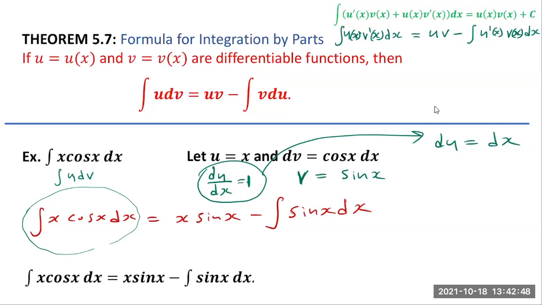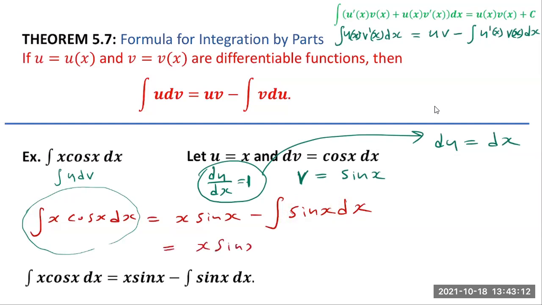Now, as you can see, this integral is easier to calculate than this one. Here we had a product, and we had no clue. But here, when you apply the integration by parts formula, now we have only one integral. This is something that you know. You know how to integrate sine x. We have a formula for that, so we can apply that formula to get the final answer.